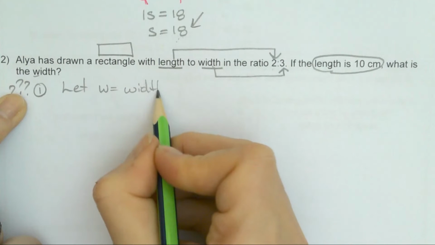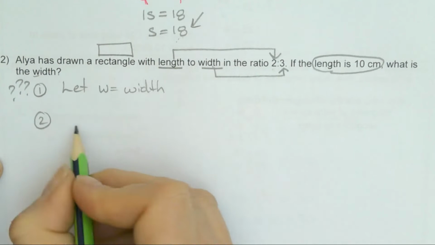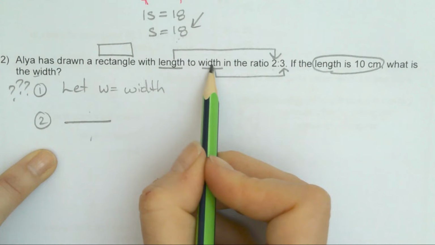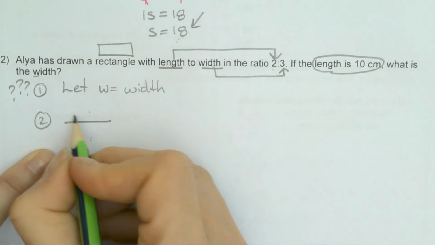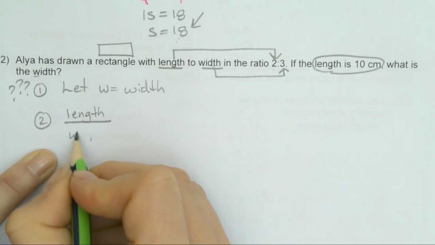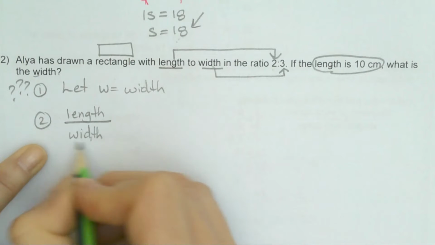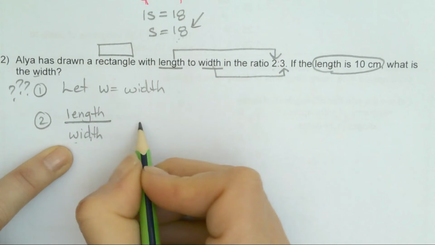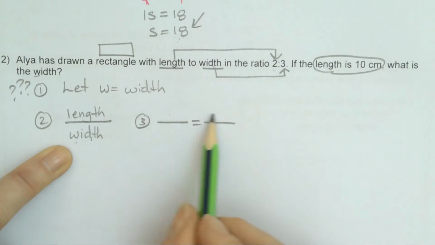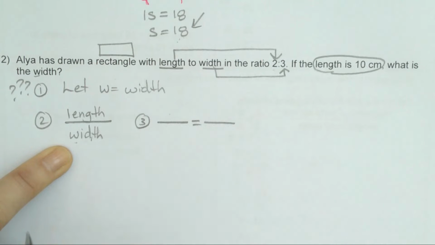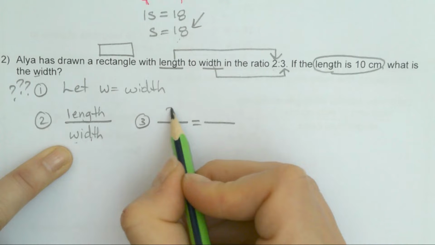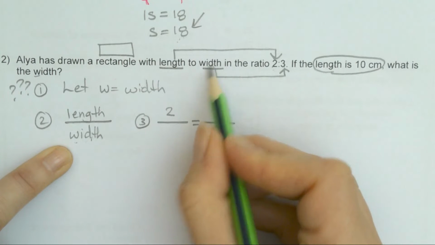Step 2, we have to make a decision about what goes up and what goes down. Here we have length and width. Let's do length up and width down. Doesn't matter, you can do it the other way. Length up, width down. You have to make a decision because when you're doing the next step, making your proportion, you have to have the length on the top and the width on the bottom. So this 2 goes with the length, so it's going to go up. This 3 is with the width, so it's going to go down.